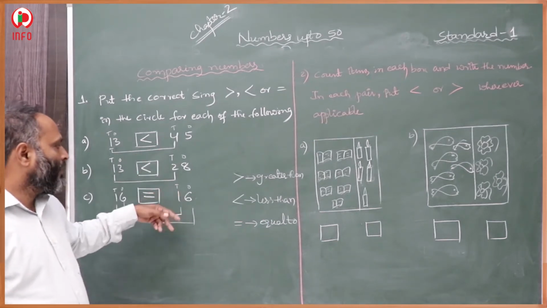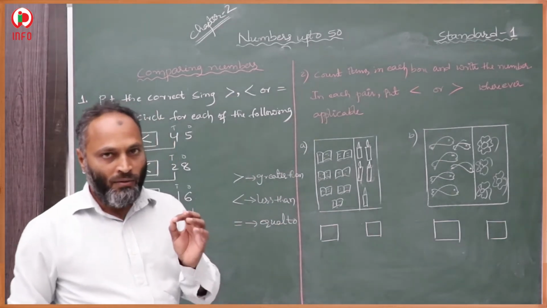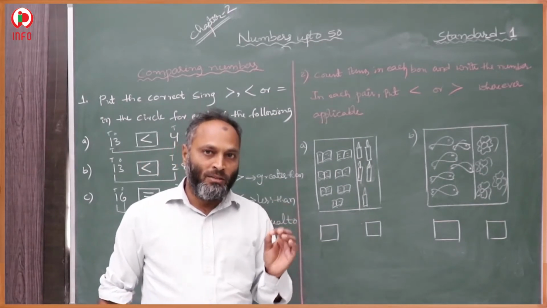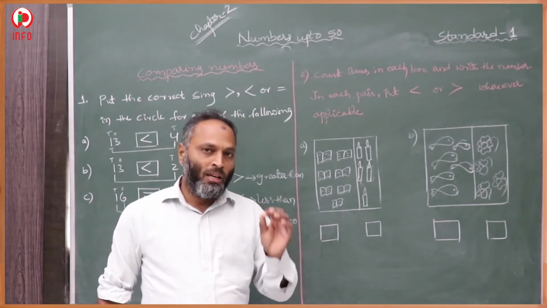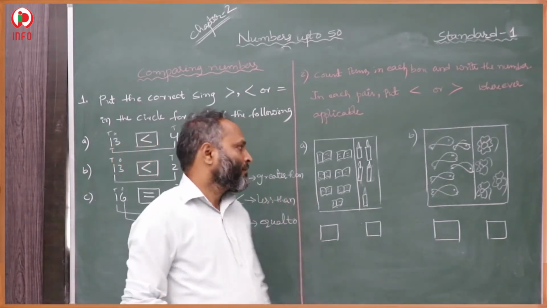In this way we have to decide which one is greater and which one is lesser. First we have to check the tens place value. If the tens place value is bigger, that number is bigger. If the tens place value is smaller, that number is smaller.